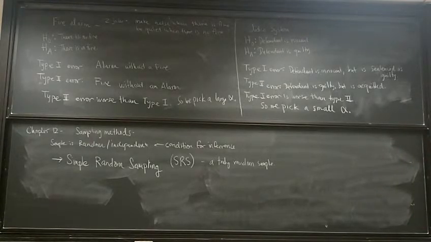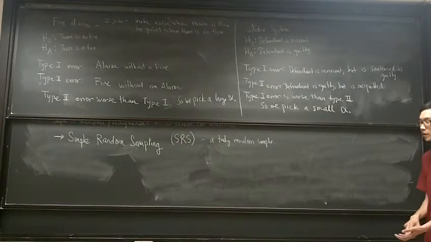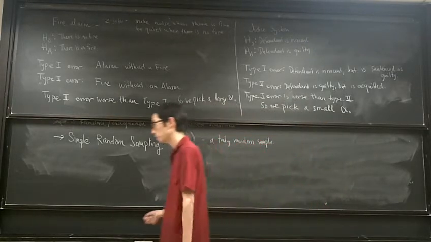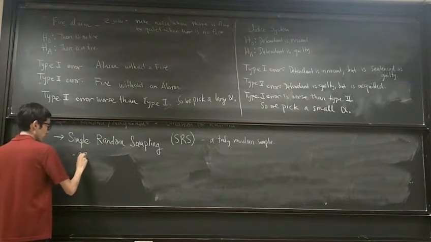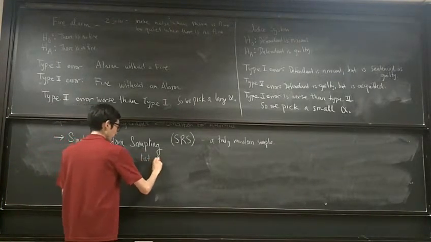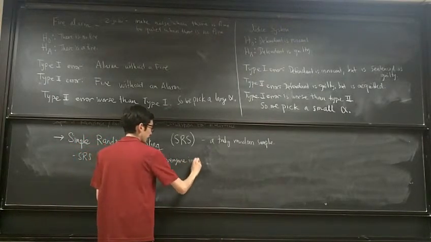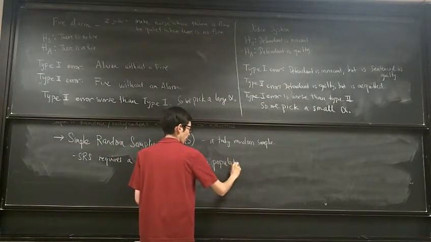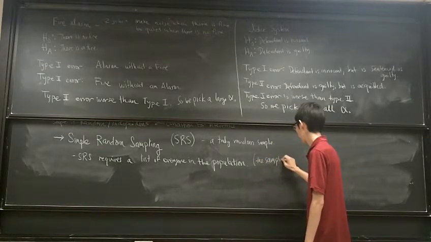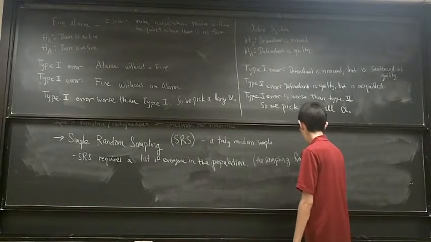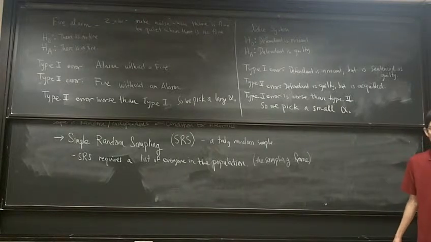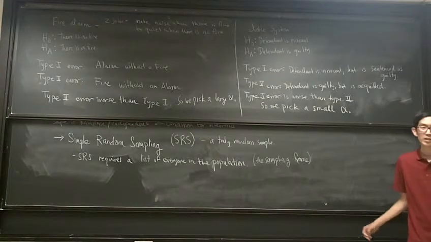But how does one do simple random sampling? What simple random sampling requires, and what makes it so challenging, is that it requires a list of every single person or every single thing in the population. SRS requires a list of everyone, known as the sampling frame. So simple random samples work well for institutions like a school, a university, or a corporation, where they do have a list of everybody.